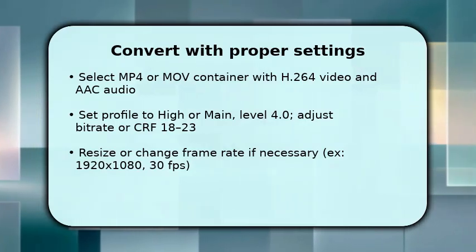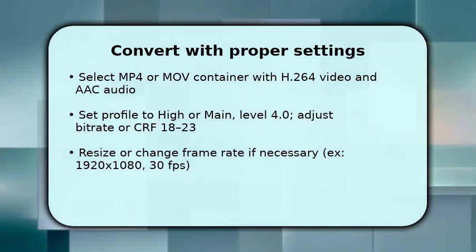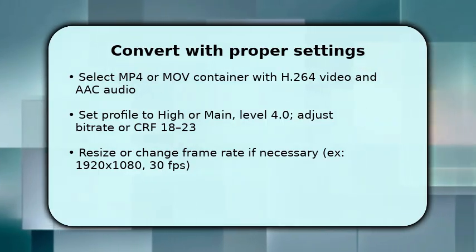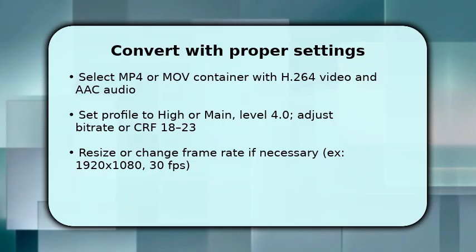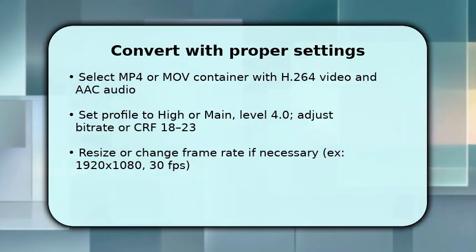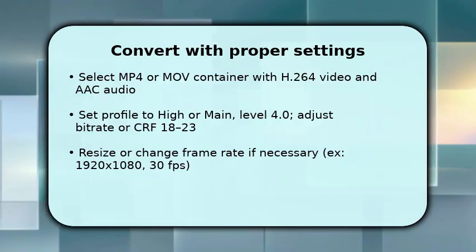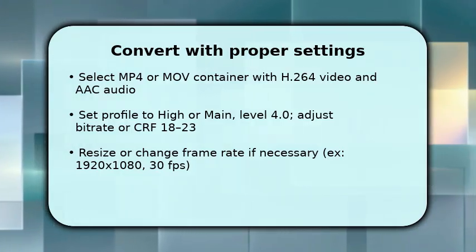In Handbrake, pick MP4 or MOV, H.264 video and AAC audio, choose high profile and level 4.0 to maximize compatibility. If using FFmpeg, run a command specifying -c:v libx264 -profile:v high -level 4.0 -crf 20 -c:a aac -b:a 192k.